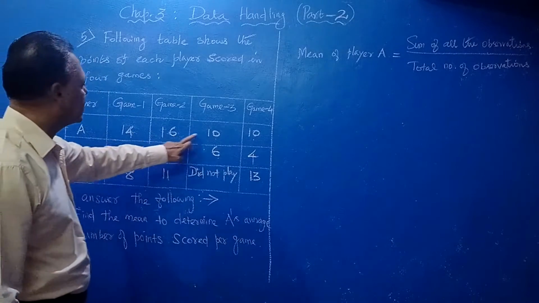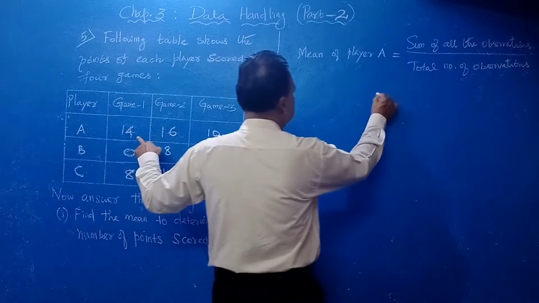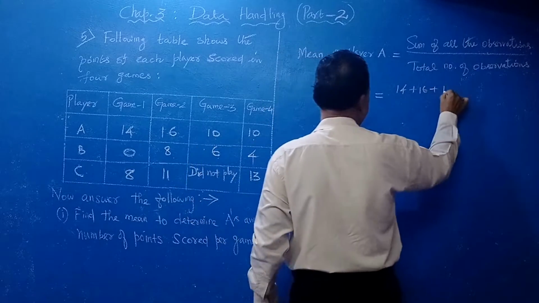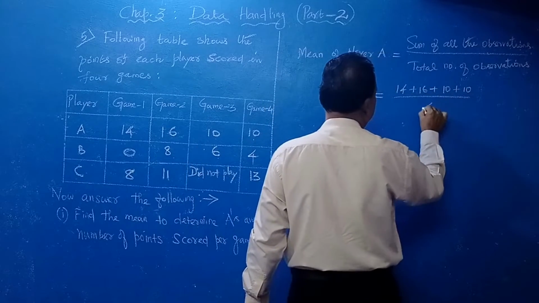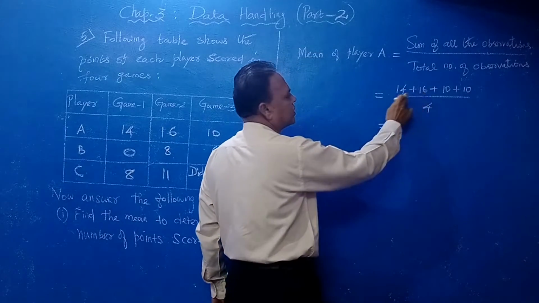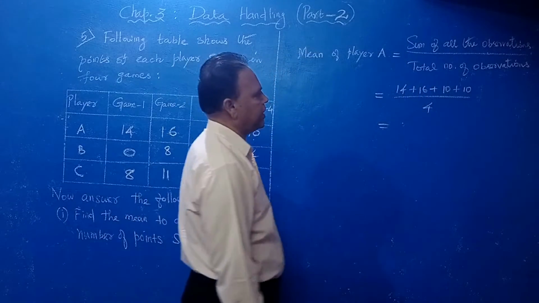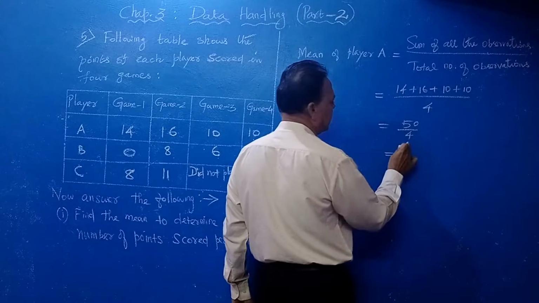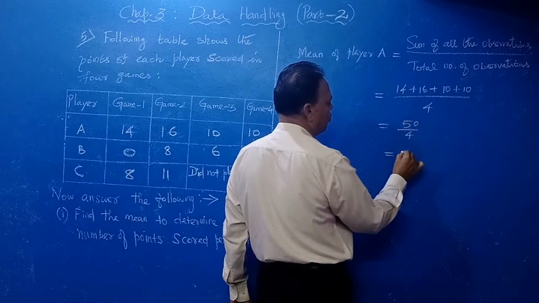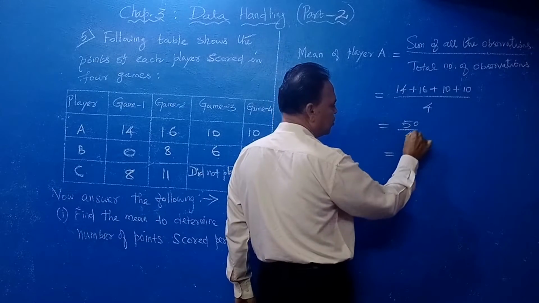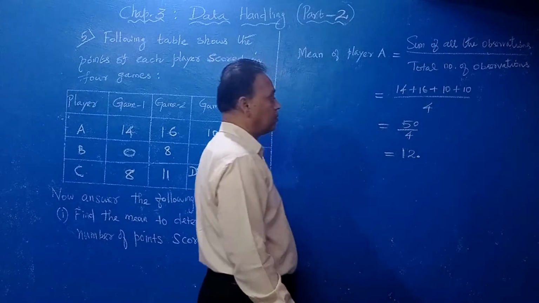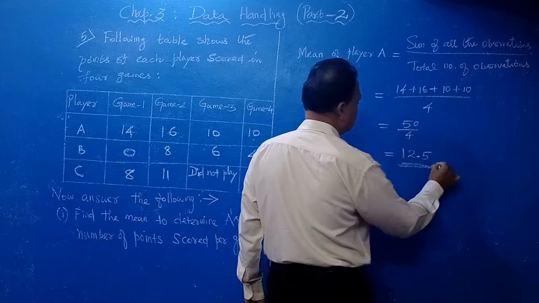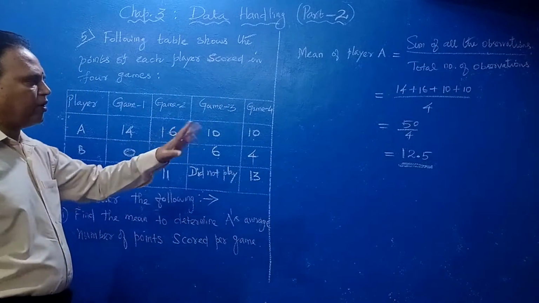Clear? So all the scores you add: 14 plus 16 plus 10 plus 10, by 4. This one, how much? 30, 40, 50, 50 by 4. So 50 by 4, easily we can divide that. How many times will it go? 1 time will go. What is the remainder? 10. 2 times will go, point, remainder 2. So 20 means 4 fives are 20, 12.5. So the mean score of player A is 12.5.